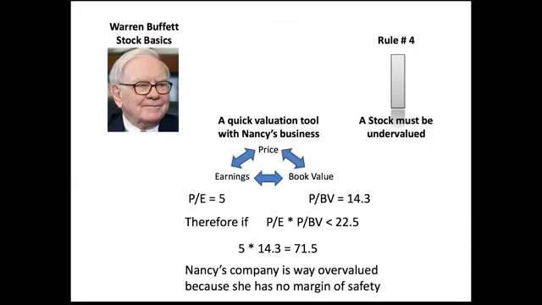Okay, so I just did this real quick with Nancy's business. If you remember, the PE for Nancy's business was a 5, and then her price to book was the 14.3. And so what I did is I took the 5 times the 14.3, and that equaled 71.5. So you can see that if we were going to try to run Nancy's business through Buffett's little valuation tool here, she would have missed the mark by a lot. She was way overvalued because we want the number to be below 22.5, and she was at 71.5.